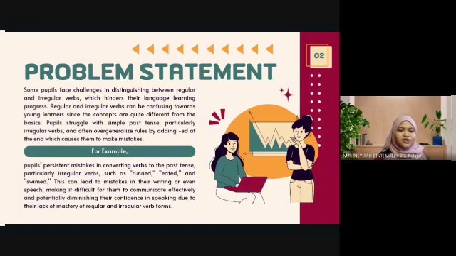So students struggle with the simple past tense, particularly irregular verbs, and often overgeneralize the rules by simply adding d, ed, or ied at the end, which causes them to make mistakes. For example, based on our experience, people persistently make mistakes in converting verbs to the past tense, particularly irregular verbs such as run, which they add ed to, eat, and swim.